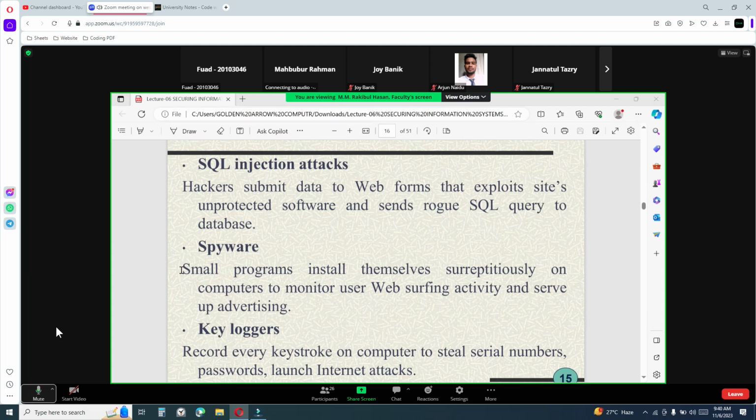Slide of the last. All right. Keyloggers.